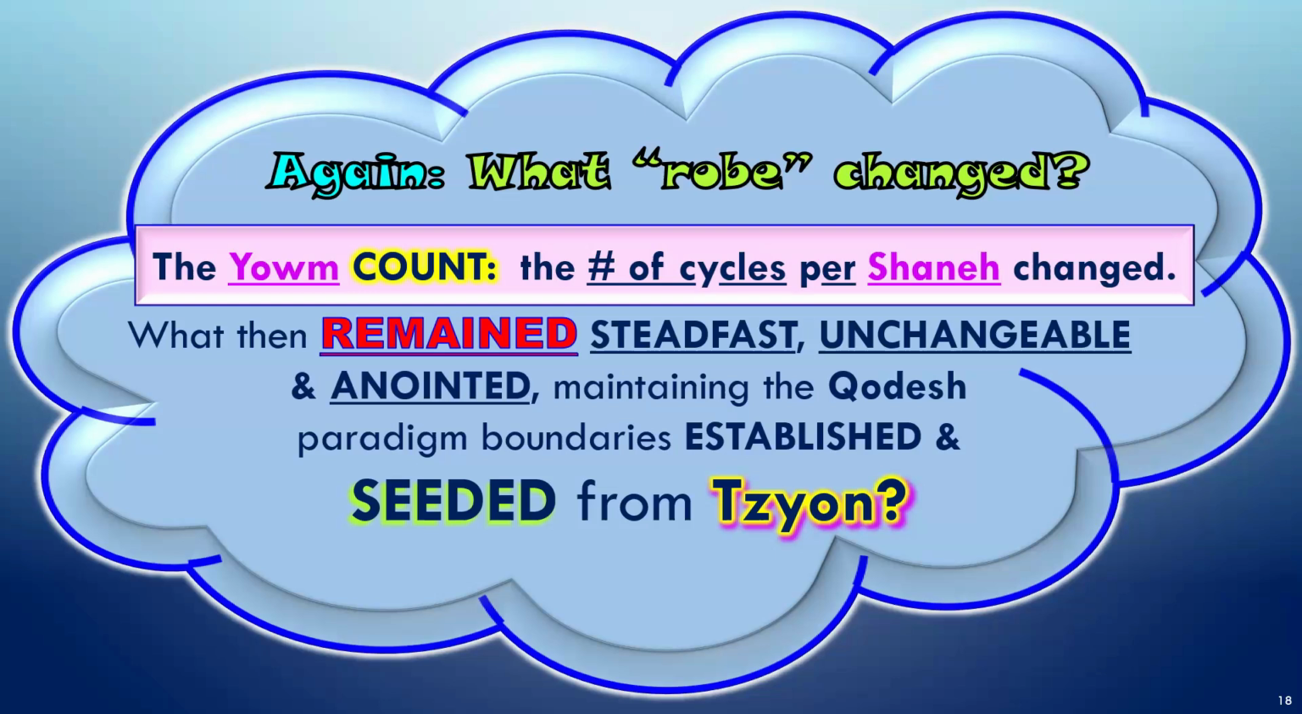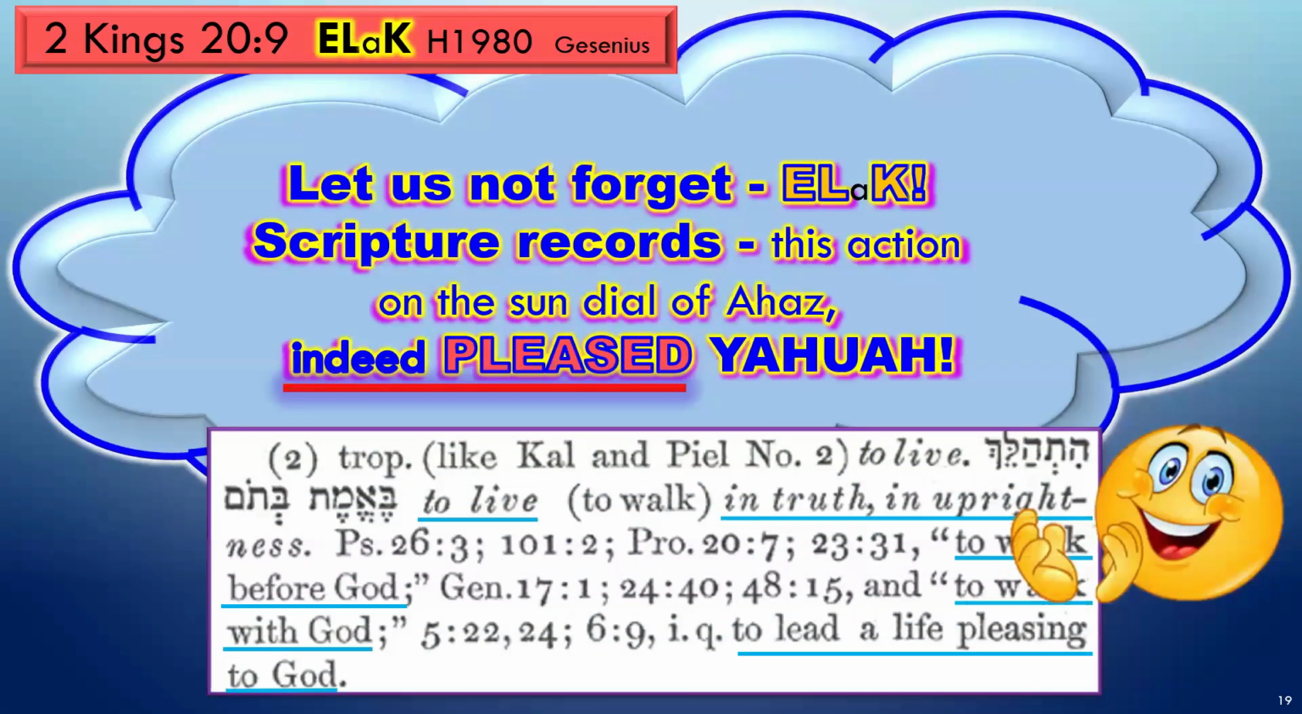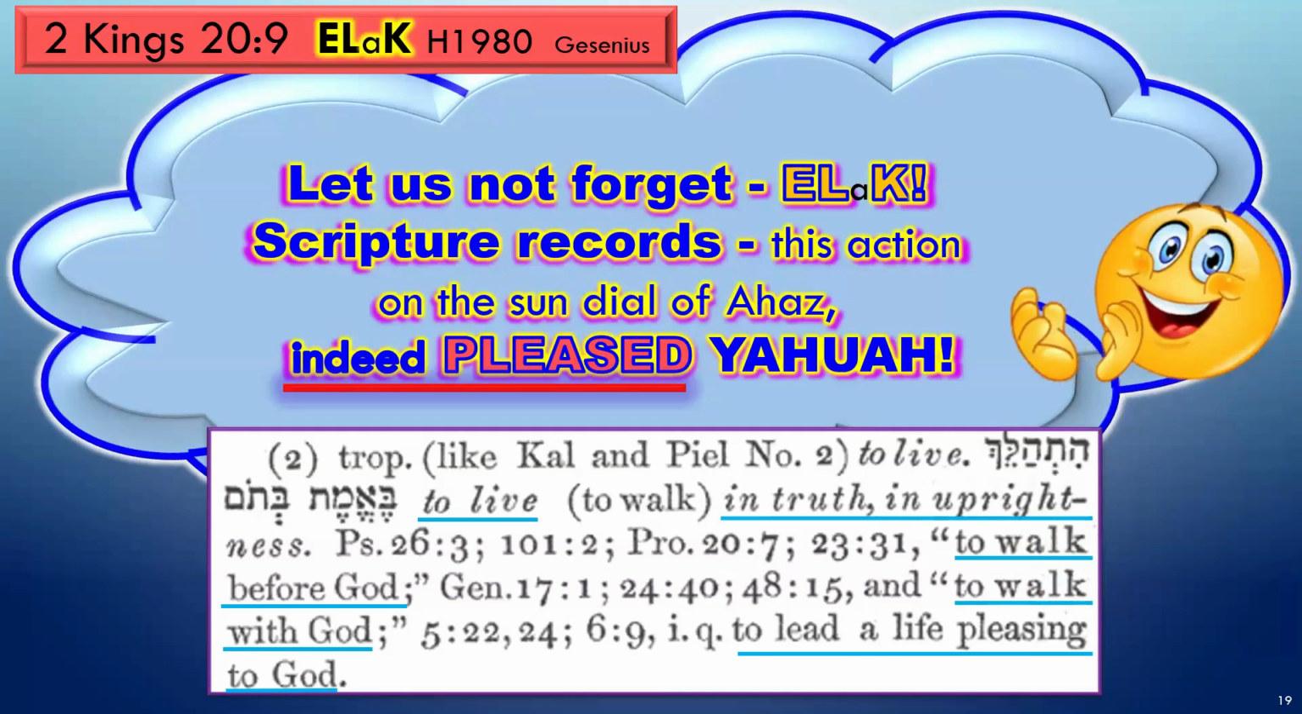What was it that remained steadfast? 2 Kings 20, verse 9, and the word Elach. H1980 is the designated number for the word. Let us not forget Elach. Scripture records this action on the sundial of Ahaz indeed pleased Yahuwah. He was okay with it. It was acceptable in his eyes. Well, here's where we understand that it was acceptable, because this word means to live, to walk in truth, in uprightness, to walk before Yahuwah, to walk with Yahuwah, and to lead a life pleasing to Yahuwah.